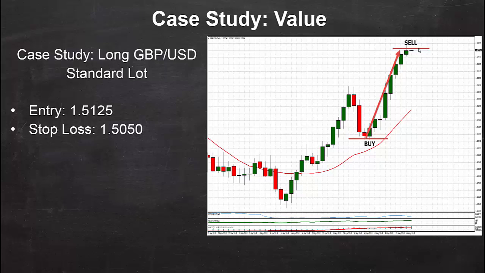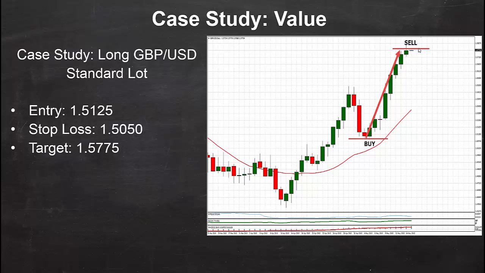So our entry, if we put a standard lot, we're going to control $100,000. Each pip movement is relative to $10. And so if we enter at 1.5125 and we put a stop loss at 1.5050, which was right underneath the support level, the horizontal red line you see right above the buy price, you're going to take a 75 pip risk. Well, if you take a 75 pip risk, that is $10 per 75 pips. Your net risk would be $750 on a standard lot. On a mini lot, it would be $75, just depending on how you want to approach trading and how much capital you currently trade with and what your personal risk rule is.